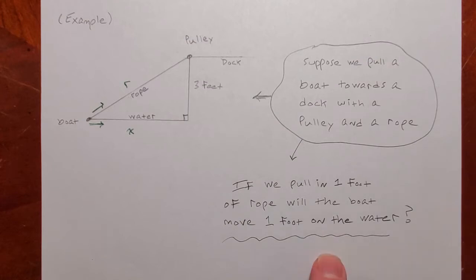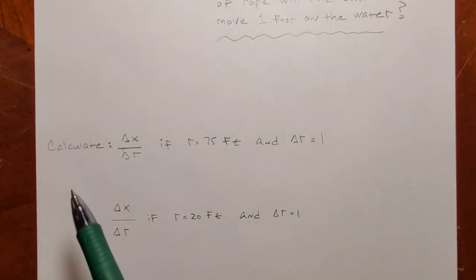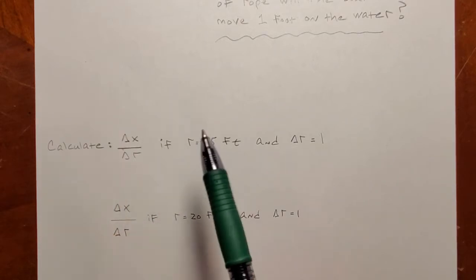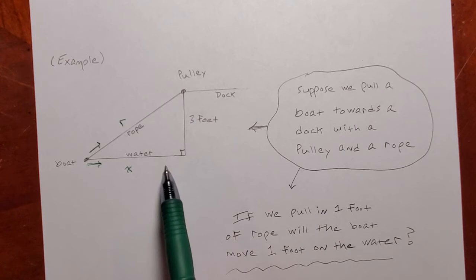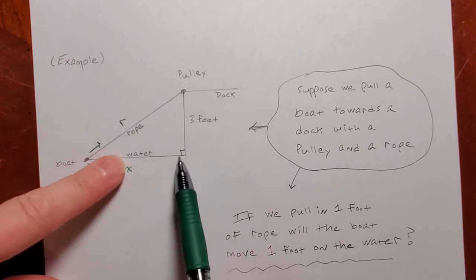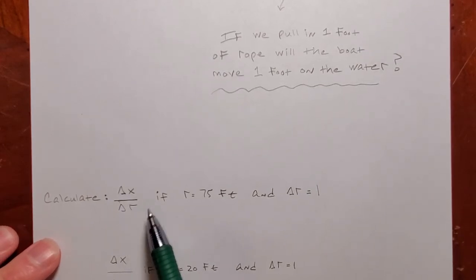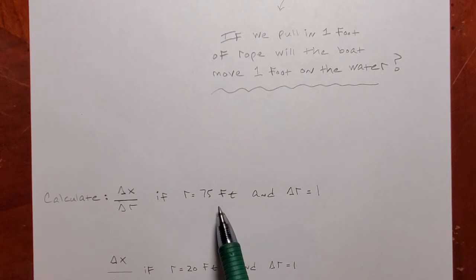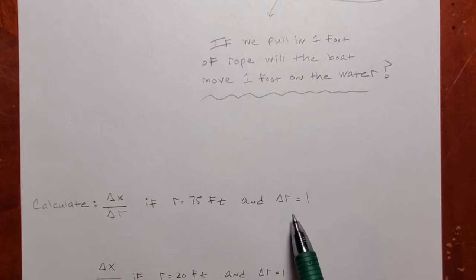So in order to address this, I'll ask you to do this problem. Can you calculate delta x? Okay, so that's the change in this side of this triangle. Okay, it getting shorter as you pull the rope in. Calculate delta x over delta r. That's the average rate of change of x with respect to r. If r is 75 feet, so you've got 75 feet of rope, and delta r is 1. Pull in 1 foot of rope. Okay?